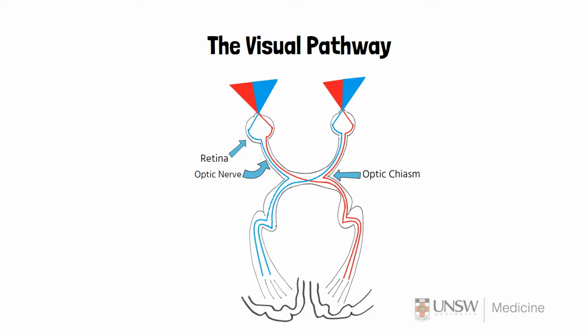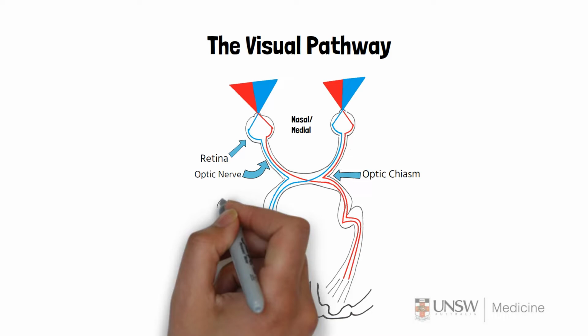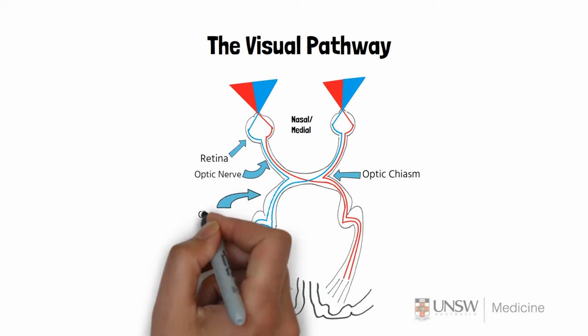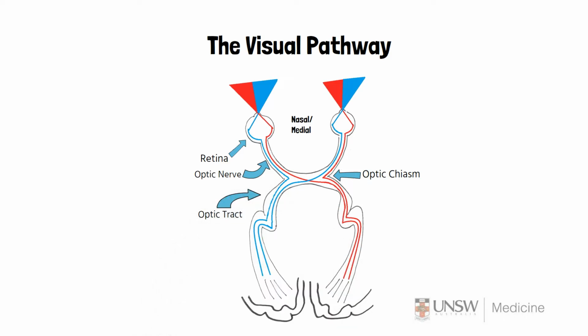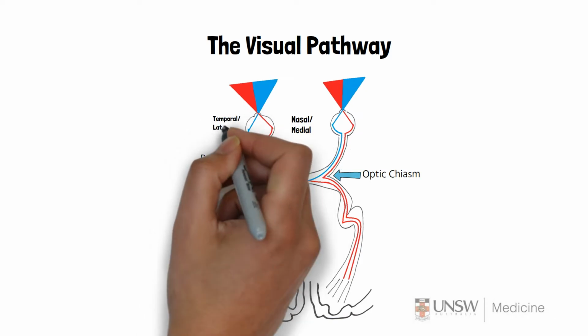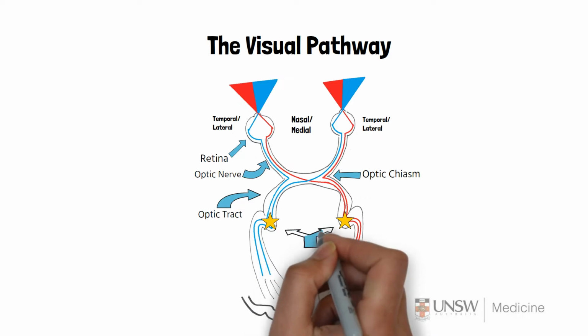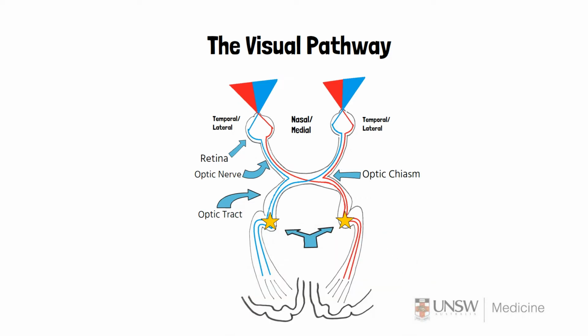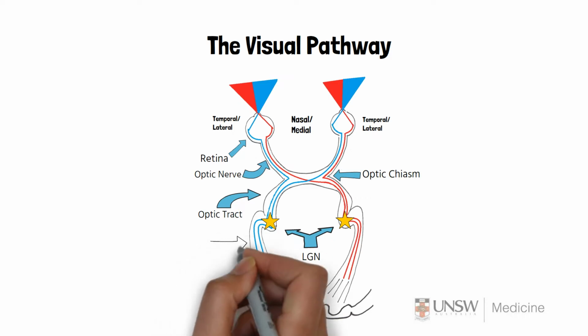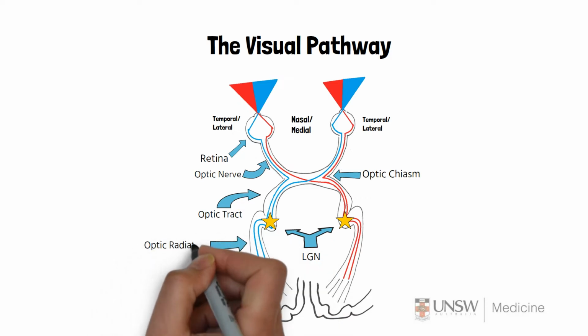Here, fibers from the nasal, otherwise known as medial aspect, of each retina cross over and decussate to the opposite contralateral optic tract. Fibers from the temporal retina remain on their respective sides. As these fibers travel in the optic tract, left-sided fibers correspond to the right visual field, and vice versa. From here, the optic tract synapses at the lateral geniculate nucleus, otherwise known as LGN, before the optic radiations travel to the visual cortex in the occipital lobe.